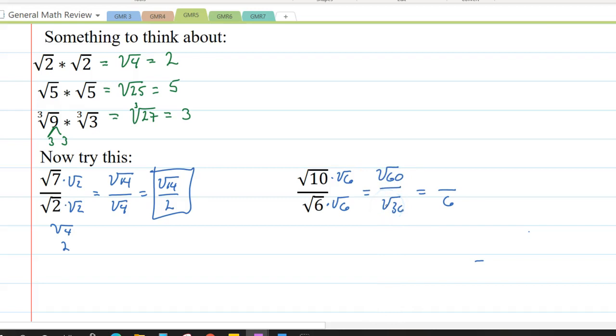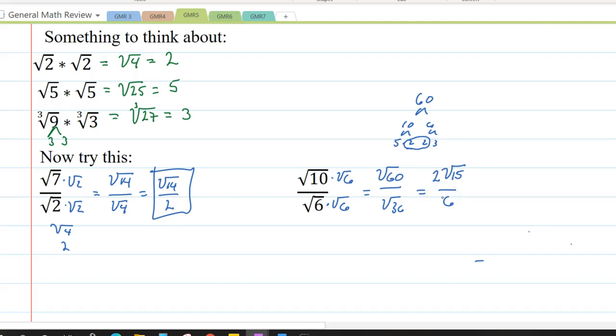Can that be simplified? Off to the side, I'm going to write a 60 and then break it apart. I know that's 10 times 6, because we just did that. 10 breaks up into 5 times 2, and 6 breaks up into 2 times 3. I have a pair of 2's that can come out. That's going to give me 2 on the outside, square root of 15 on the inside.